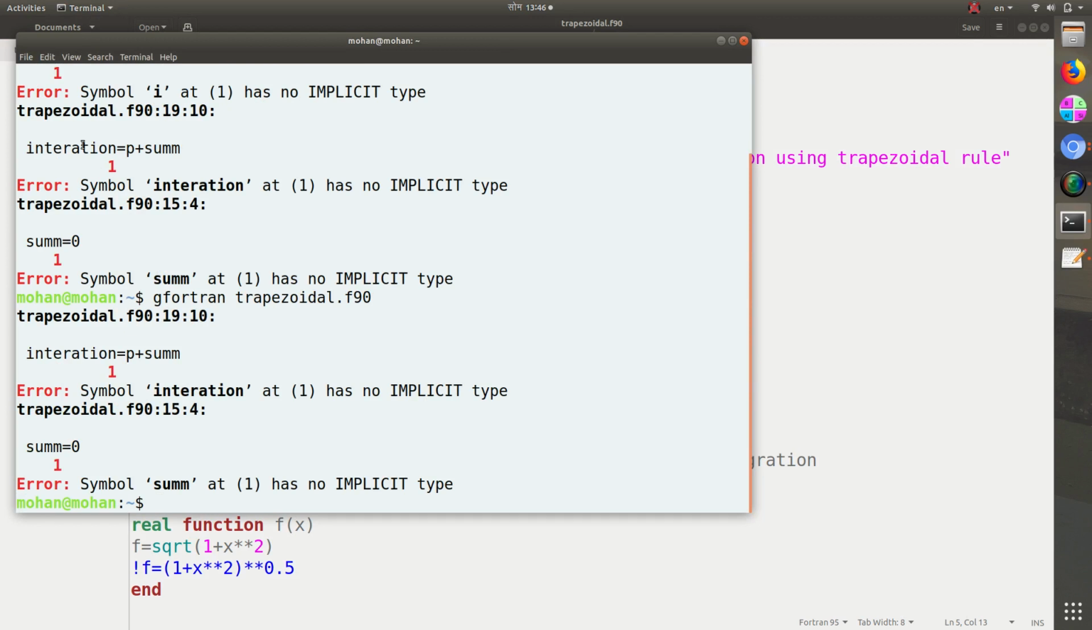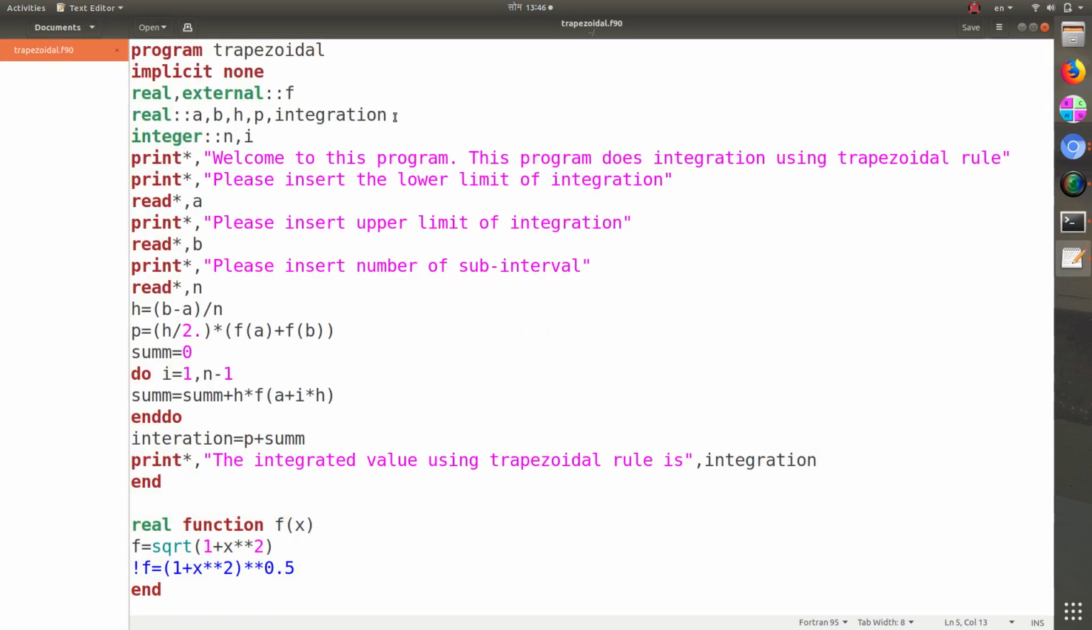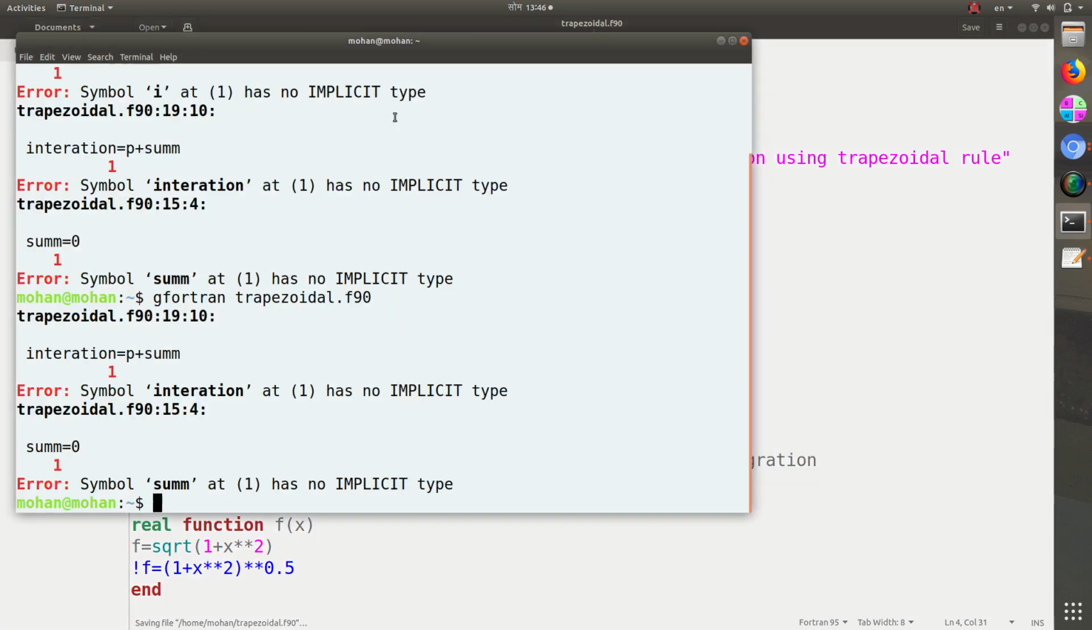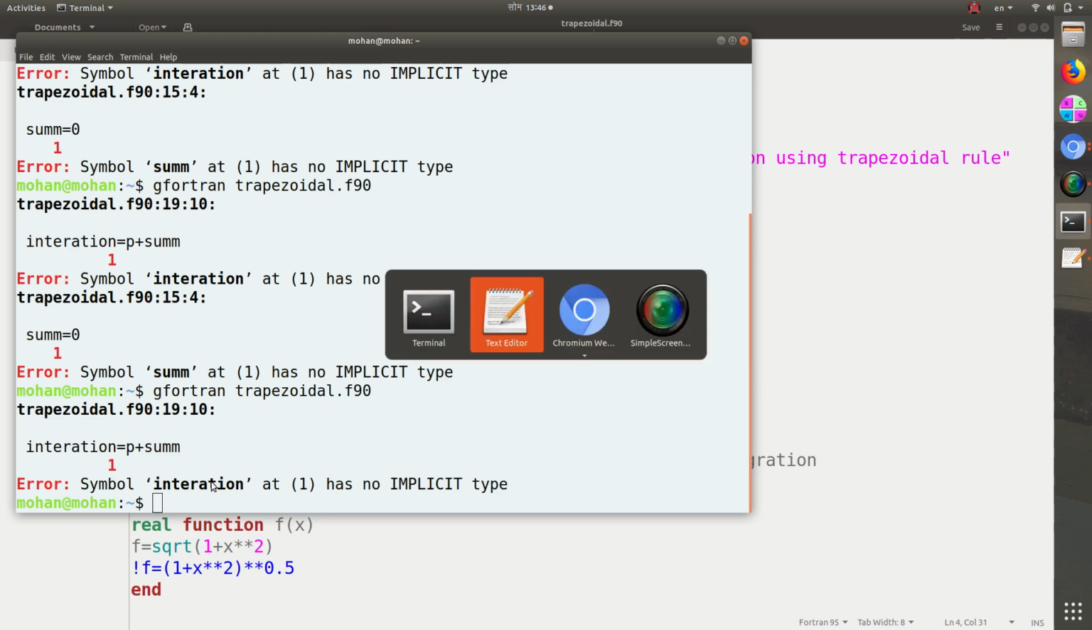Alright, so again, sum is not defined. Yes, I forgot to define it. Sum is a real number, so define this, and save again. Yes, saved, and compile this. Again, integration equals integration, sorry, the spelling is wrong here.